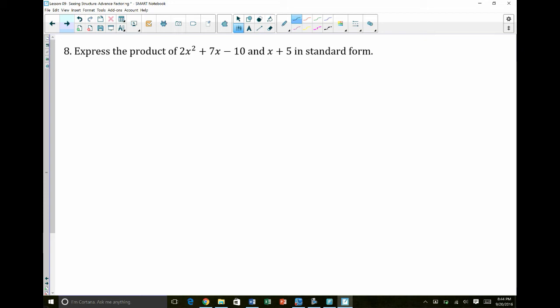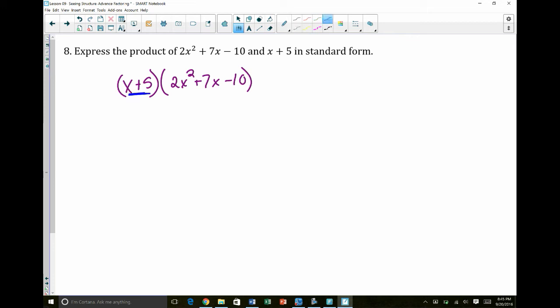Number 8. Back to our first day of class together, express the product of 2x squared plus 7x minus 10 and x plus 5 in standard form. You have two ways to multiply things. You can use a table or use the distributive property. I'm going to use the distributive property so you kind of see how factoring by grouping works. You could use a table, you're going to get the same answer I do.